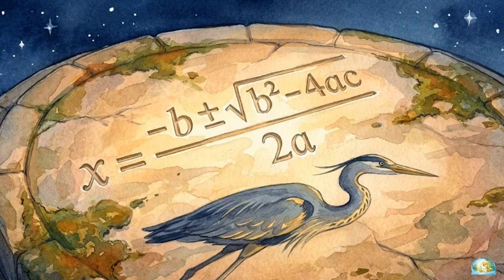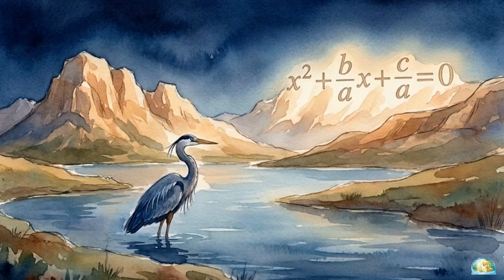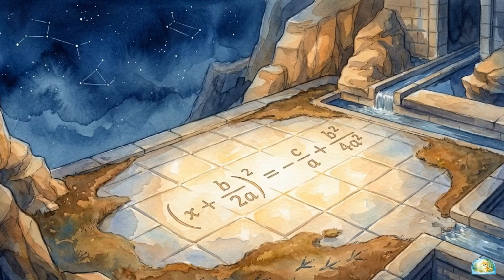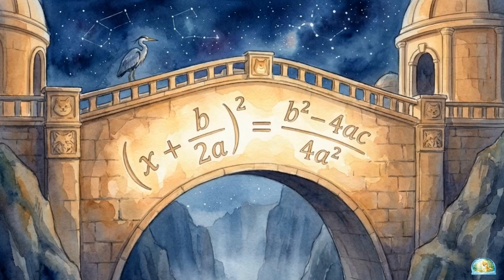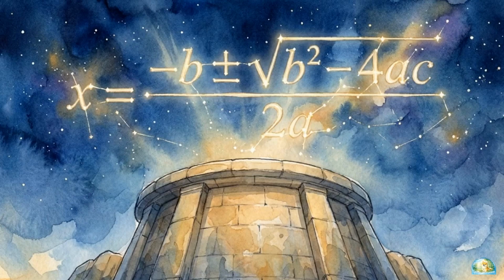Here are the results. From ax squared plus bx plus c equals 0 with a not equal to 0, division by a gives x squared plus b over ax plus c over a equals 0. Add b over 2a squared to both sides, producing x plus b over 2a squared equals negative c over a plus b squared over 4a squared. The equation becomes x plus b over 2a squared equals b squared minus 4ac over 4a squared. For ax squared plus bx plus c equals 0 with a not equal to 0, x equals negative b plus or minus square root of b squared minus 4ac over 2a.